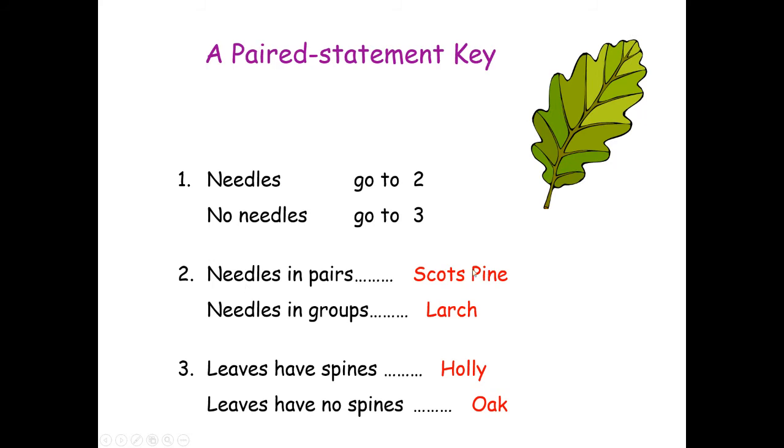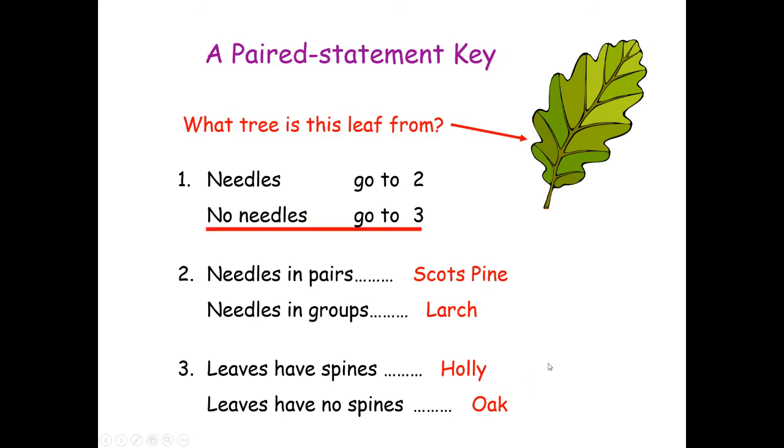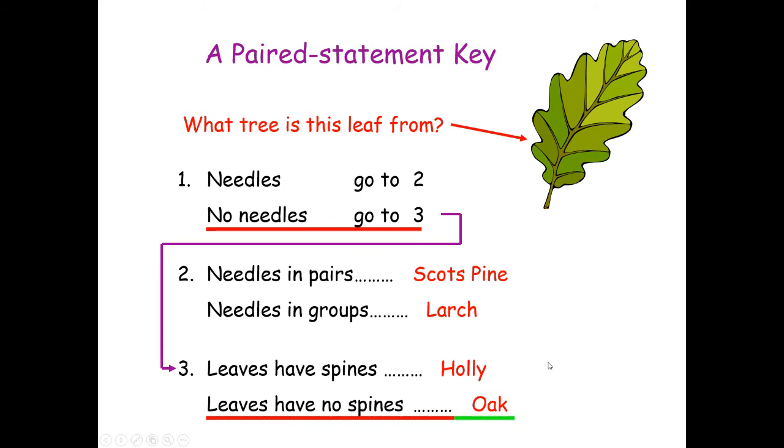Needles in pair, because there's only 4 needles in pair, will give you the answer Scotch pine, and needles in group will give you larch. And because we've only used that one extra question, no needles goes to question 3. If the leaves have spines, so spiky bits, it's holly. If they have no spines, it's oak. So you can pause the video and have a go at this. So this I do not think has needles. So we go to question 3. I don't think it has spines, I think it's an oak. Because there's no needles, we went to 3, and it was an oak. Well done us.